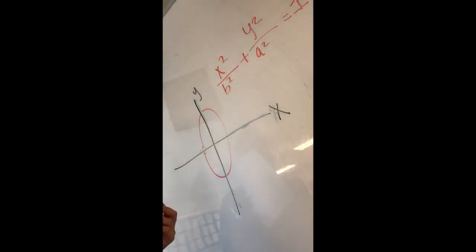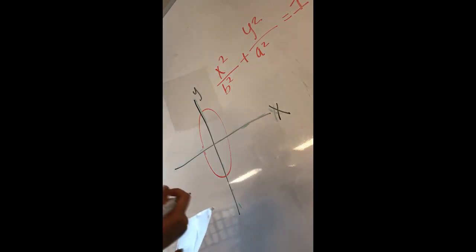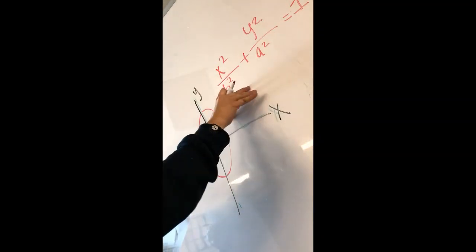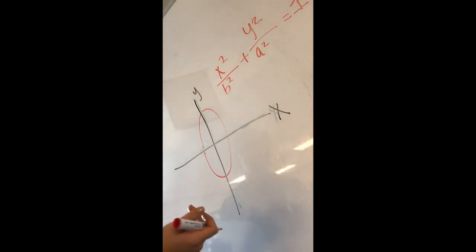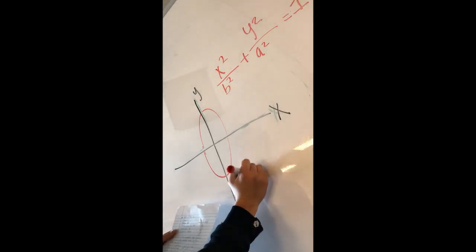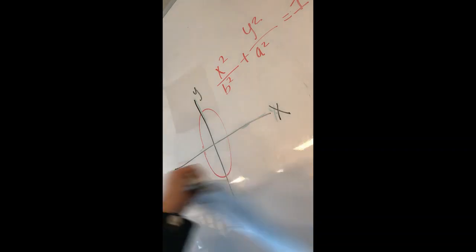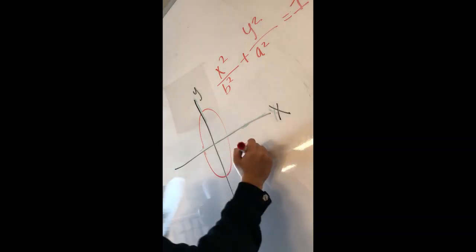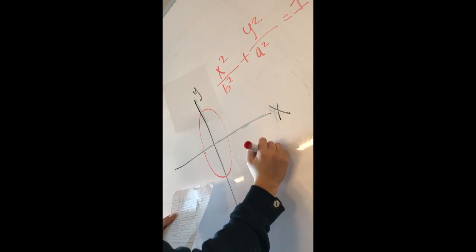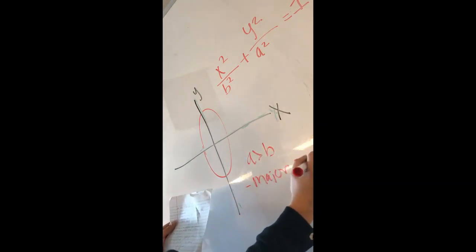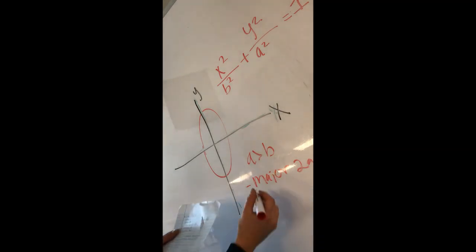So just like when the major is on the x-axis, we have a similar setup for finding different parts of the equation and graphing it. Basically, everything is just reversed. So what is this? Okay, A is greater than B, so the major is still 2A. That stays the same, thank God.